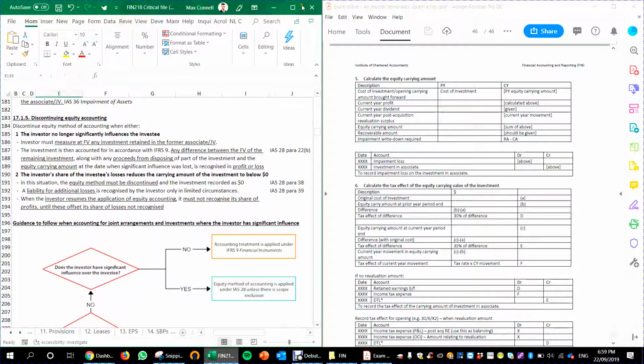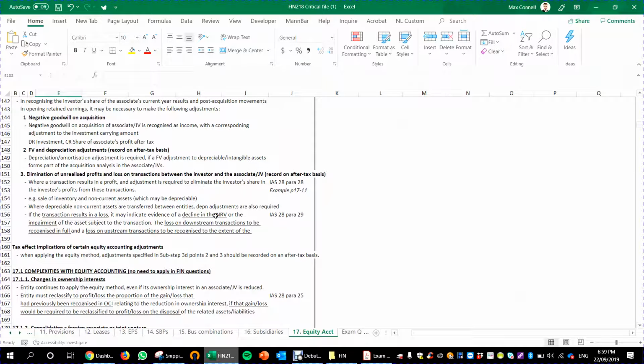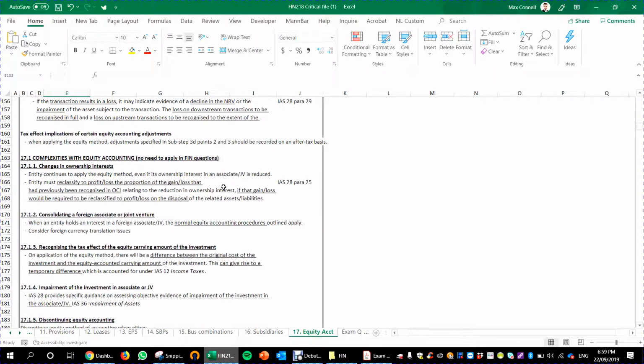Okay, so let's go back to the theory again. With the technical journals, you can just follow the template in the exam. You should be fine if you take that approach. Complexities with the equity accounting. If an entity continues to apply the equity method, even if its ownership interest is reduced, the entity must reclassify to profit and loss the proportion of the gain that had previously been recognized in OCI relating to the reduction in ownership interest, if that gain or loss would be required to be reclassified to profit and loss on the disposal of the related assets or liabilities.